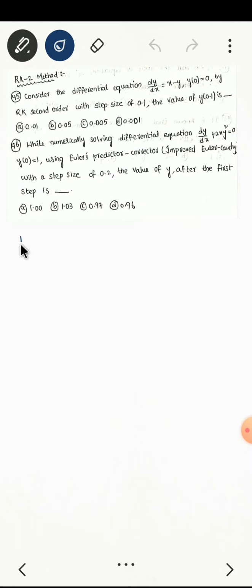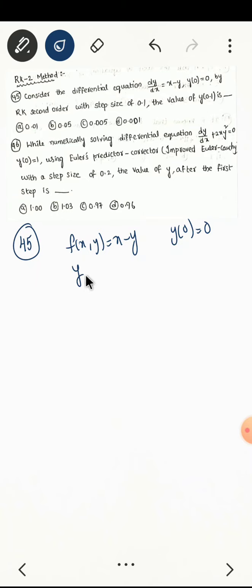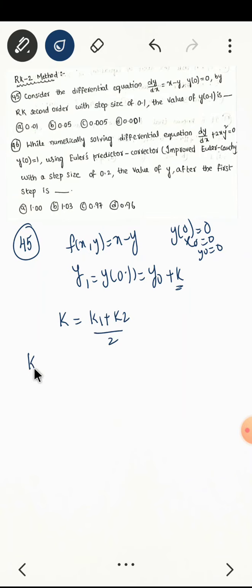So let us solve problem number 45 of the Runge-Kutta second order method. What is the differential equation considered? f of (x, y) equal to x minus y, and they have given the initial condition y of 0 equal to 0. By the Runge-Kutta second order method, the step size is 0.1. So only one iteration. So y1, which is y of 0.1, is equal to y0 plus k. Here x0 equal to 0, y0 equal to 0. So y0 we know, but we don't know k. k is equal to (k1 plus k2) by 2, but we don't know k1.